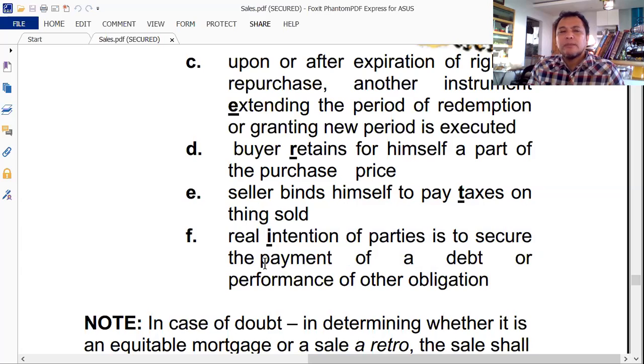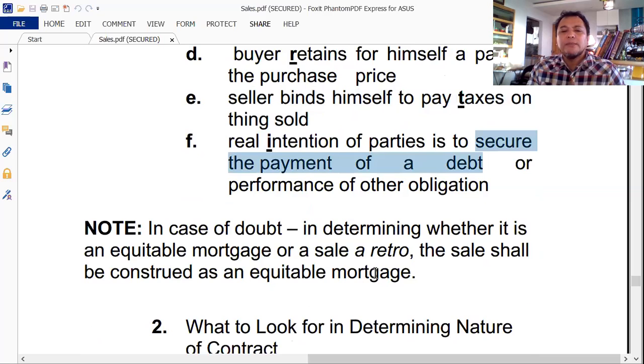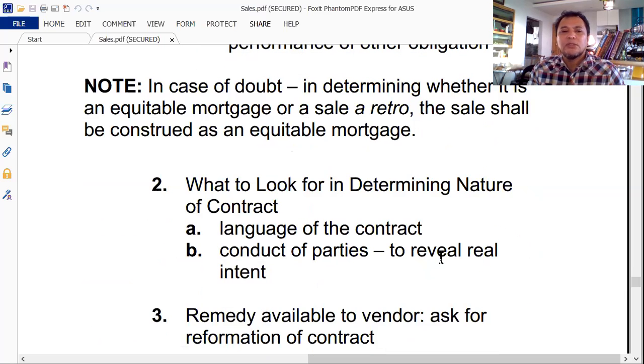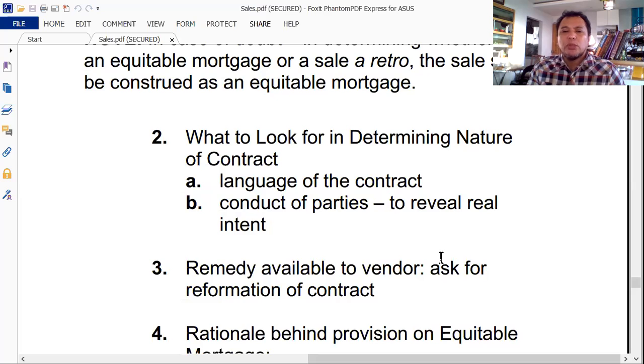So the property which is stated in the contract is not being sold, but it is only to secure payment of a debt. So it's just like a mortgage, no? So in case of doubt in determining whether it is an equitable mortgage or a sale a retro, the sale shall be construed as an equitable mortgage. That's the rule. Now, what to look for in determining the nature of the contract?